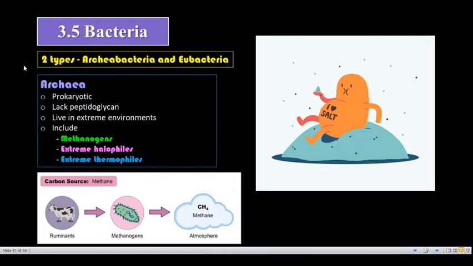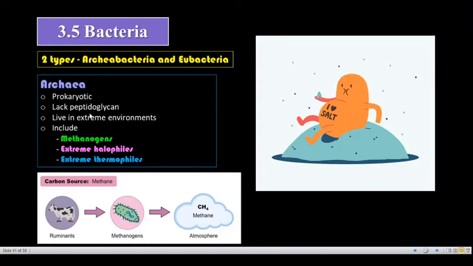Okay? So, your archaea class, they are prokaryotic still, meaning they do not contain the true nucleus. And they also lack the peptidoglycan. So, ito yung pinakamalaking difference between your archaea and your eubacteria.